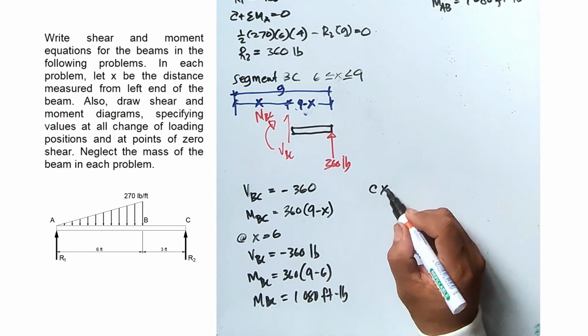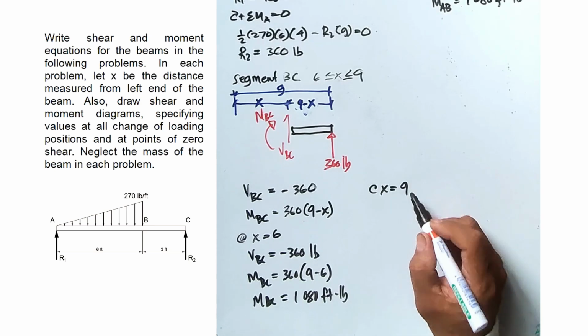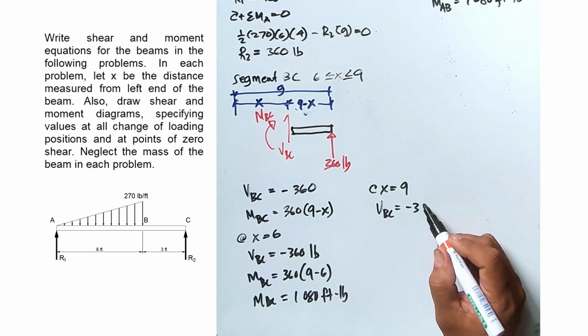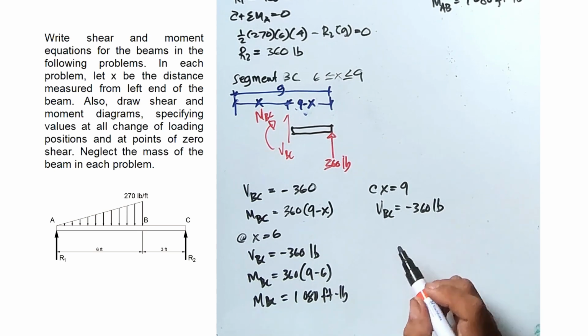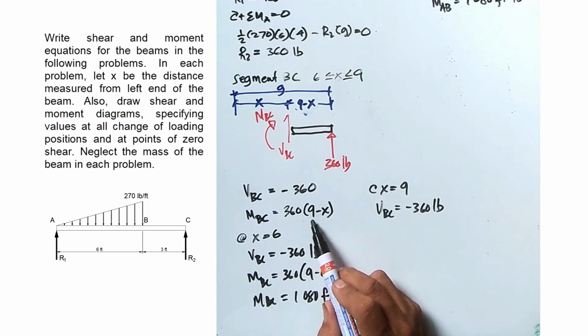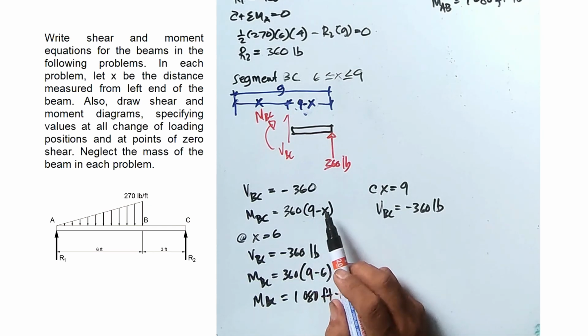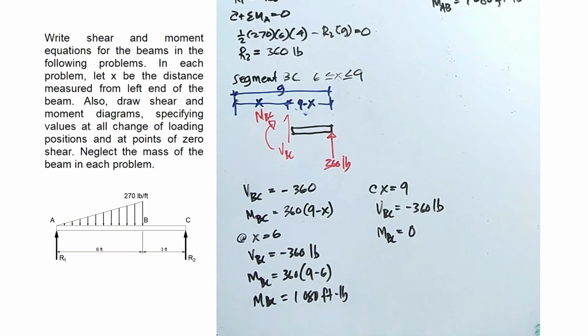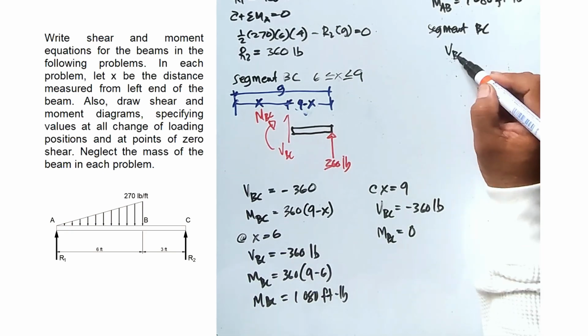Then at x equals 9, we still have the same shear BC, that's negative 360. At x equals 9, this becomes 9 minus 9 or 0. So our moment BC is 0. So let's write it here.